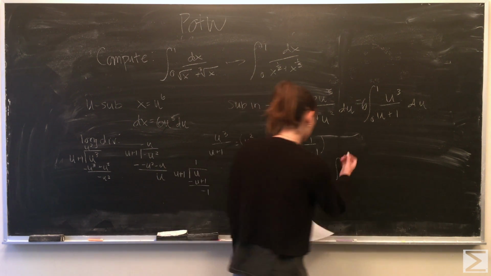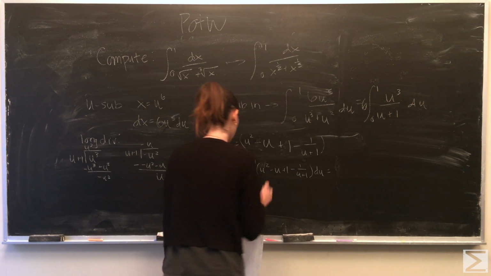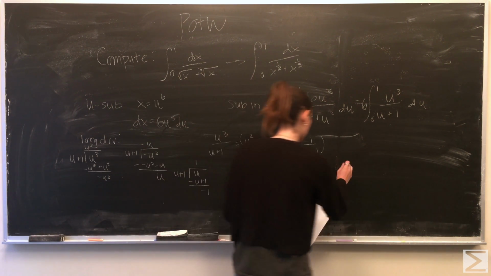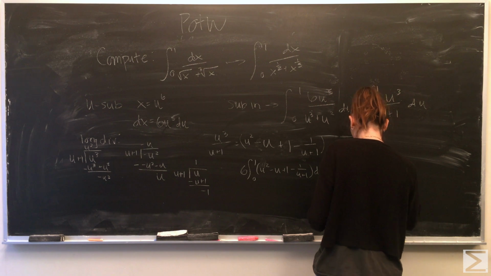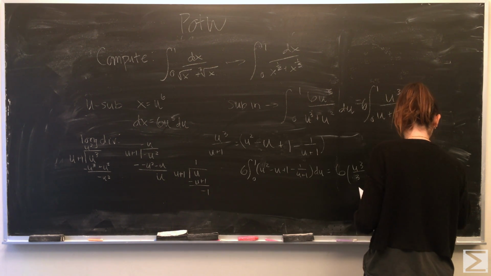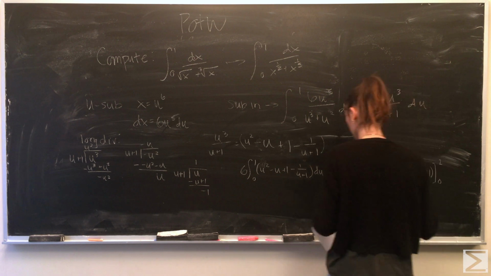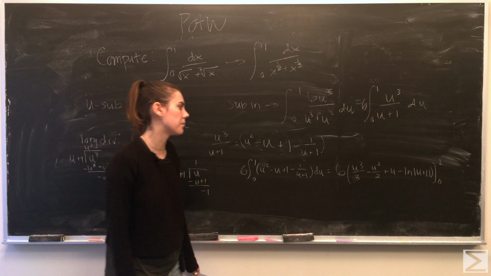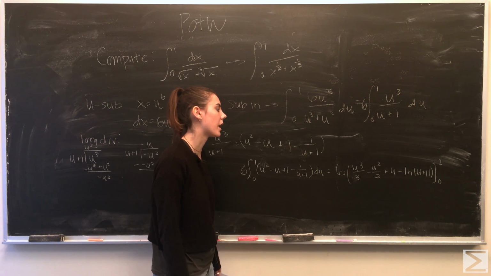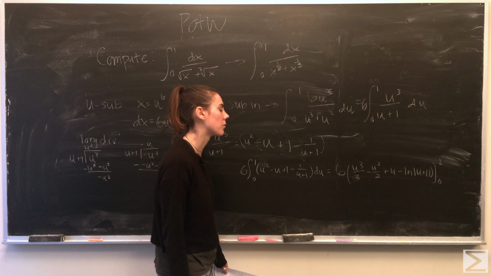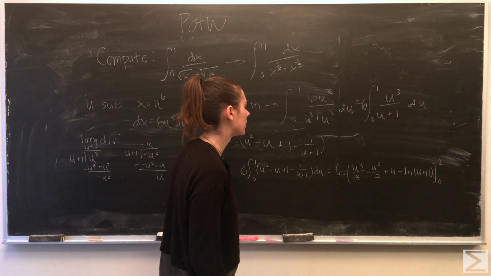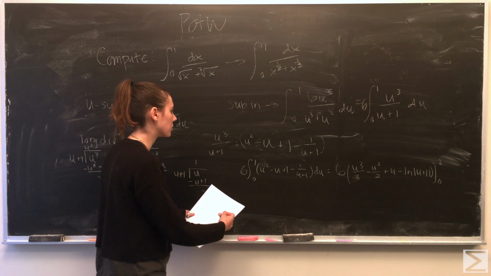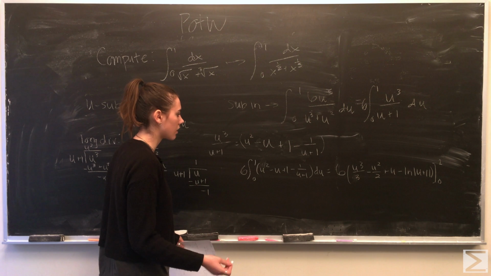And that becomes, and I forgot the constant 6 on the outside, so we're going to add that in. So we have 6 times u cubed over 3 minus u squared over 2 plus u minus ln of u plus 1 from 0 to 1. And now what we're just going to do is do f of b minus f of a, kind of the rule of calculus, and solve.